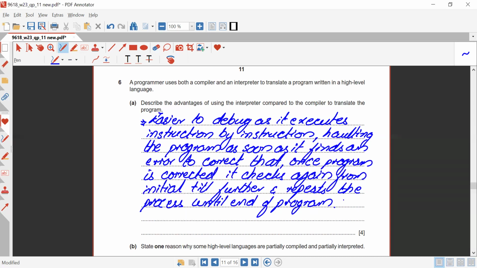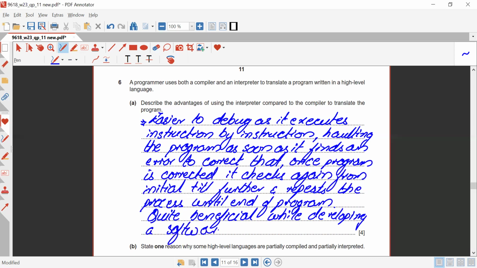Okay. Quite beneficial. You can also write it down. Quite beneficial while developing software. So you can write it down in this particular manner.